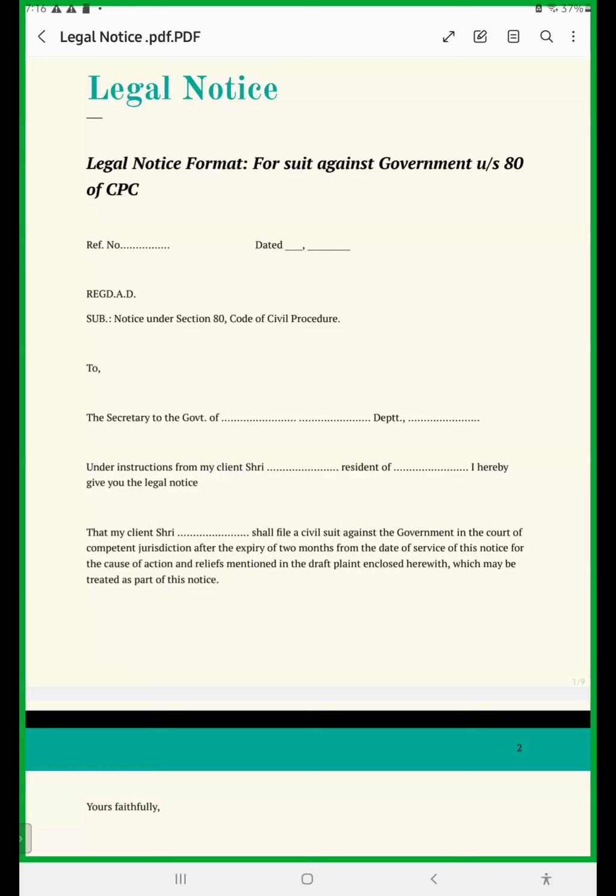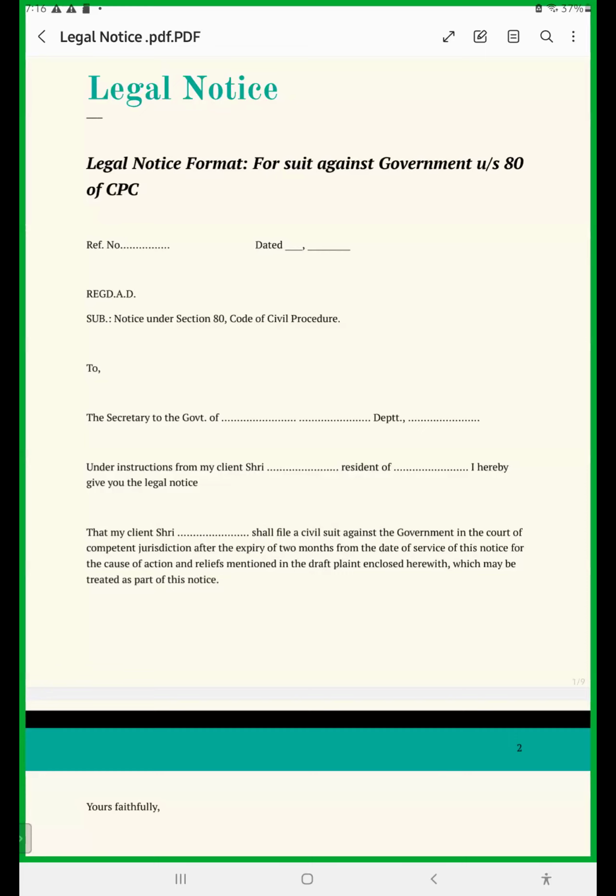Okay, and it also requires wording of the particular issue. On this and this issue, we are writing this legal notice. This is known as filing of a legal document or legal notice. Okay, now coming to the next part.